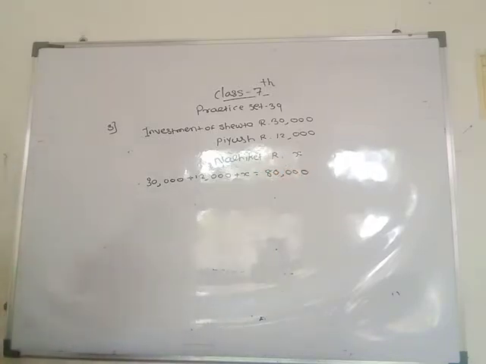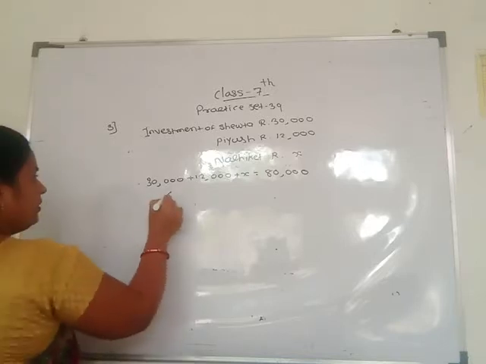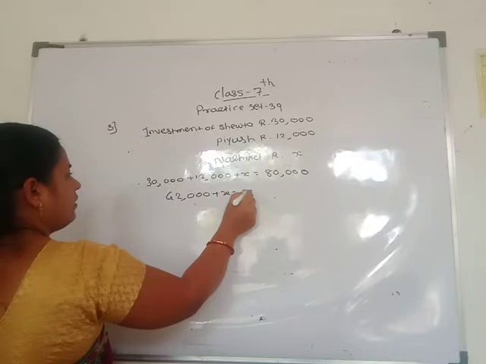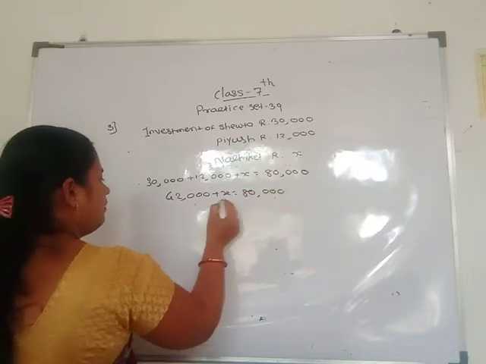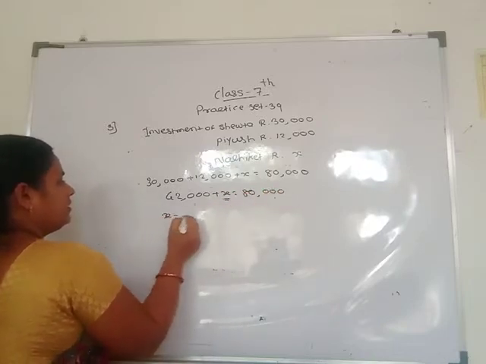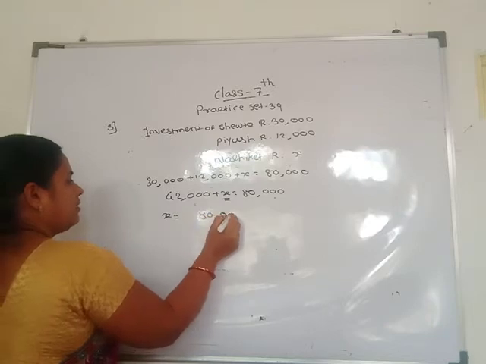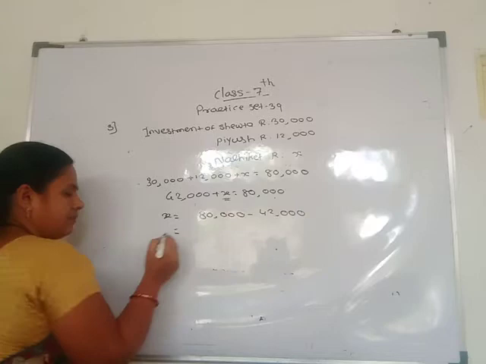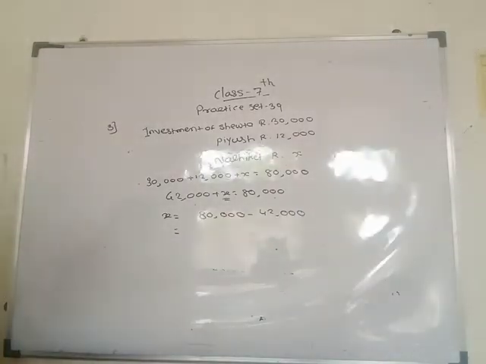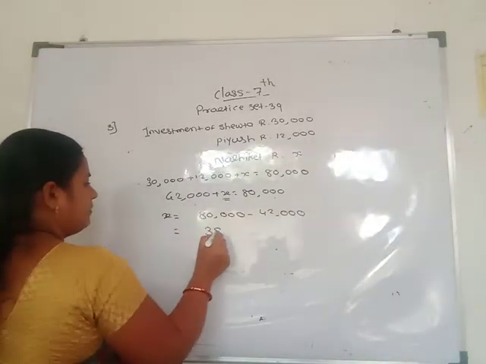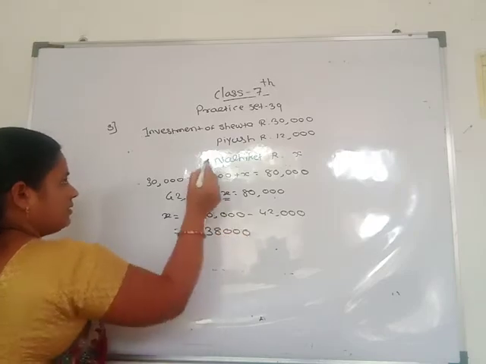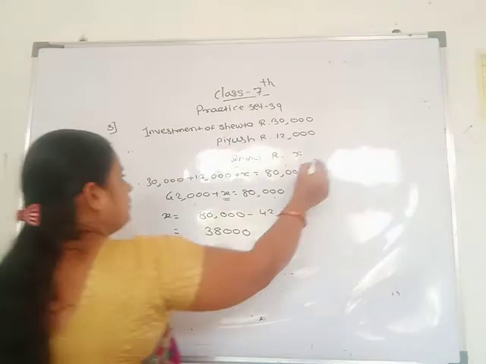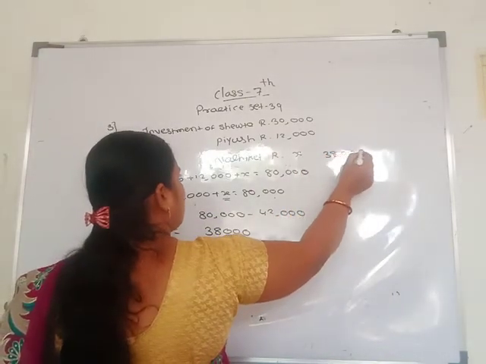12 plus 30 means 42,000 plus X is equal to 80,000. Then you find the value of X is equal to 80,000 minus 42,000. Then the answer is 38,000. Means Nachiket's investment is rupees 38,000.